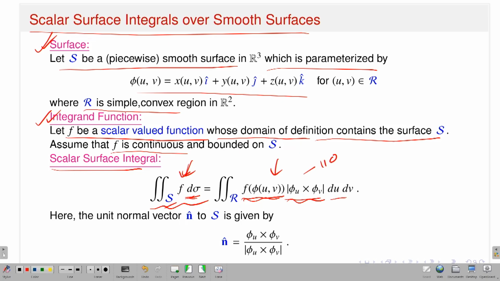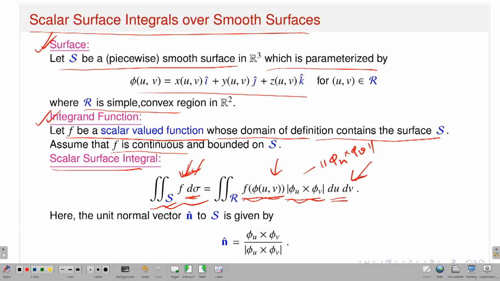Whenever I write mod, it actually means the norm I am talking about, okay, and then du dv. So if I calculate this double integral, then this is the corresponding scalar surface integral of my function f over the smooth surface S. Okay. So now I think it is clear.